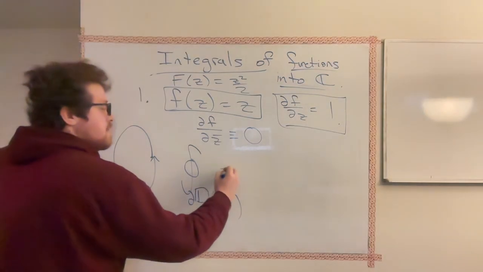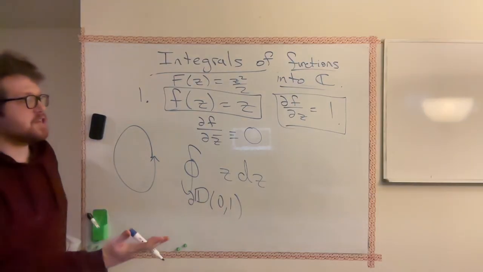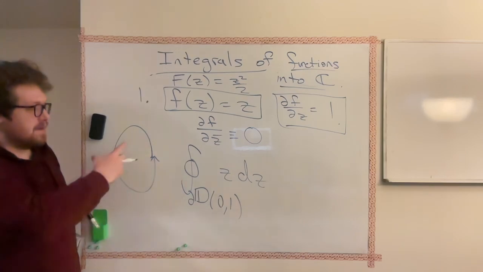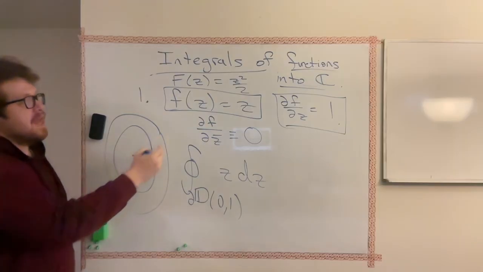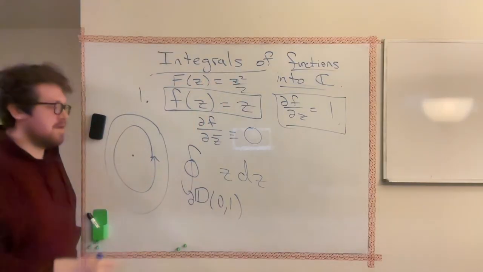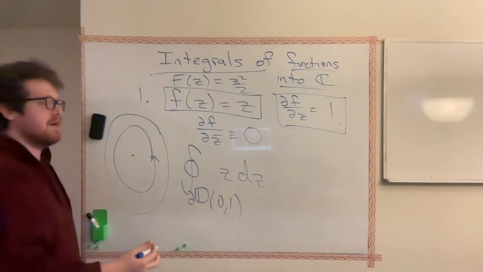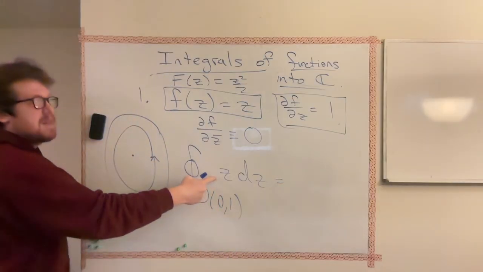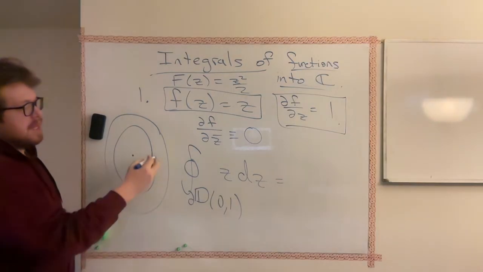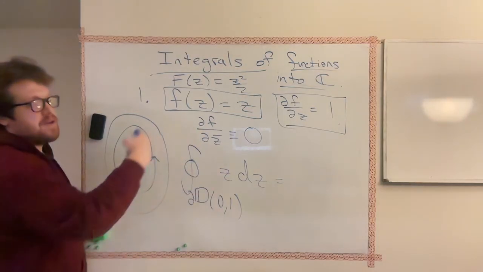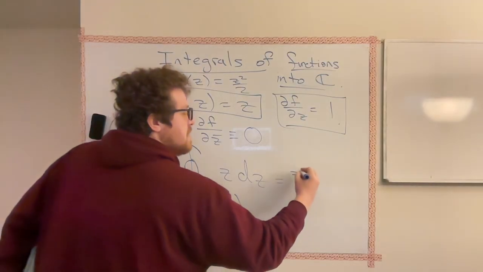And now our function is just z dz. Well, because this function is holomorphic on the entire interior of this set, and this antiderivative exists for every point in the domain, we can just use the fundamental theorem of calculus and conclude that this is just the value of the antiderivative at the endpoint minus the beginning point. But if we're taking an integral around the boundary of the disk and we're starting and ending at the same point, this is just z squared over 2.